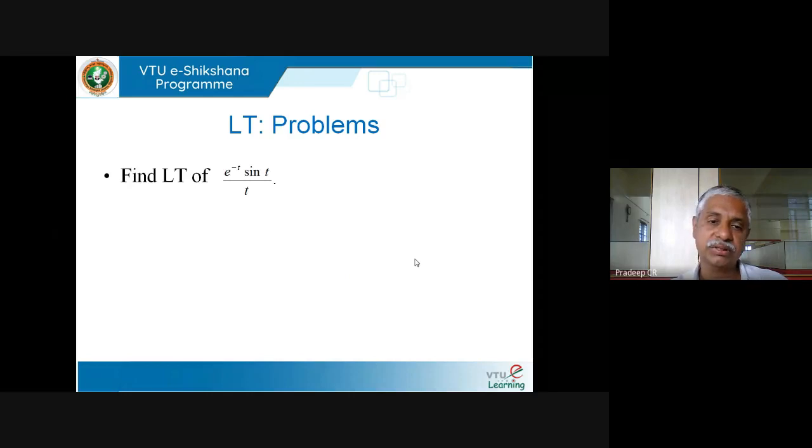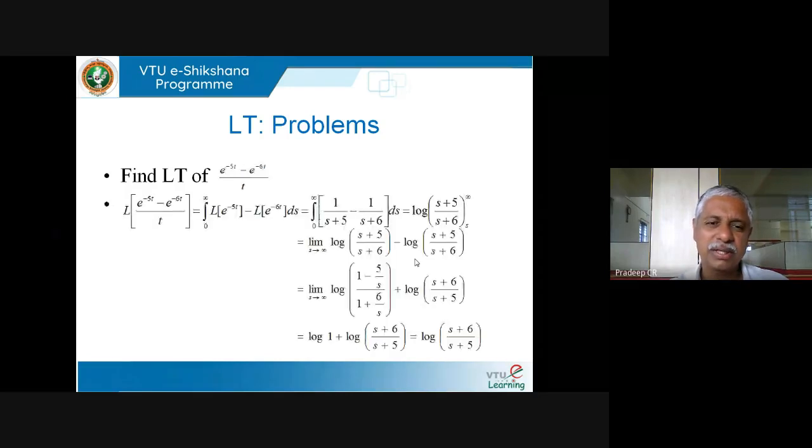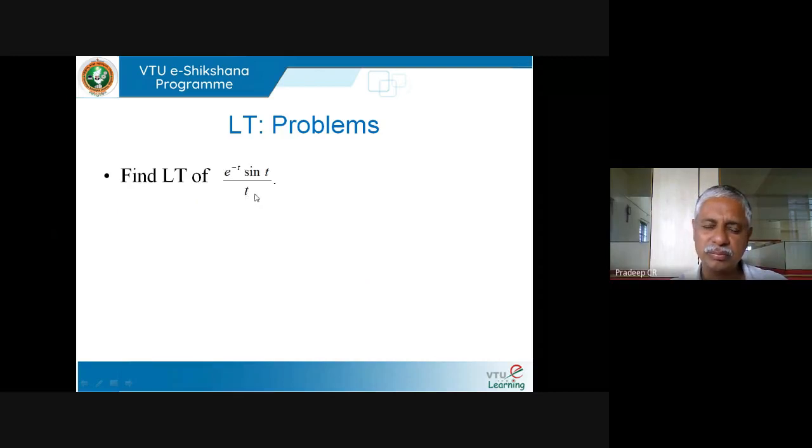So here is another question: Laplace transform of e^(-t) sin t / t. More or less you must have been expecting this question, because here it is Laplace transform of f(t)/t. But in the previous one, Laplace transform of f(t) was easy to find, because it was direct application: Laplace of e^(-5t) minus e^(-6t) is Laplace of e^(-5t) minus Laplace of e^(-6t), both of which I know.